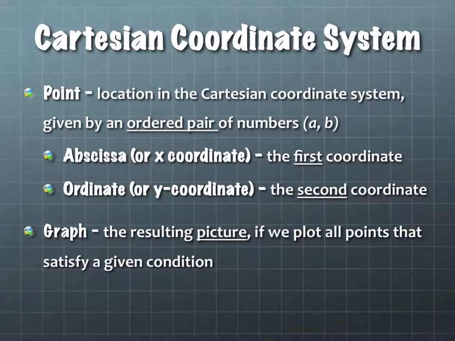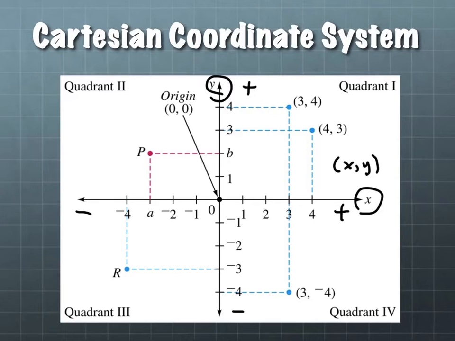And the resulting picture that we get when we plot points or connect them, whatever the situation is, is called a graph. So what you see right here is the axis. There is no graph yet on it. The graph is all of the points that would be placed on there from an equation or a set of data, okay? There's no graph here. This is just an axis.